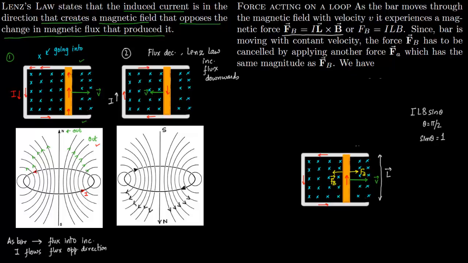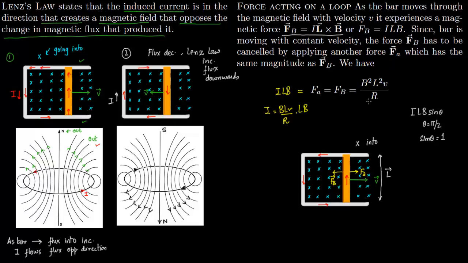This force F_B we denoted by ILB, and you know the current I is BLV by R from previous slides. So you multiply this current with LB and you get B square L square V by R as the force.